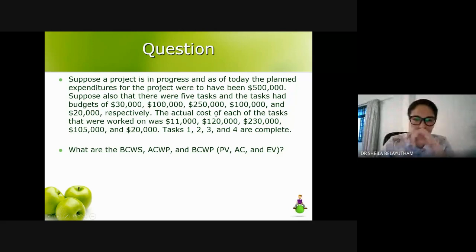Okay, so the actual cost for each of the tasks that has been worked on was 11, 120, 230, 105, 20. So these are the actual costs. These are the budgeted costs, and only tasks 1, 2, 3, 4 are complete. So what are the budgeted costs for the work schedule, planned value, actual costs, and earned value for those activities? So let's try to have it in one shot.